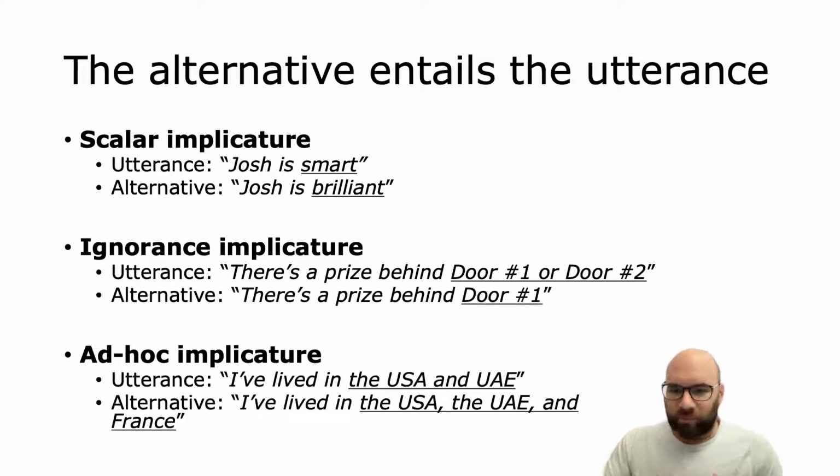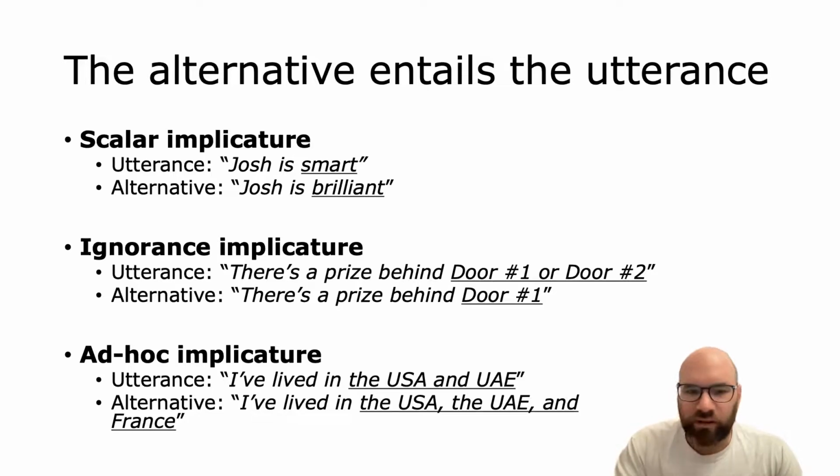Same thing for the example with door number 1 and door number 2, right? If there's a prize behind door number 1, then it absolutely is true that there's a prize behind door number 1 or 2. But the opposite is not true, right? If I only know there's a prize behind door number 1 or 2, I might not be sure that there's a prize behind door number 1.